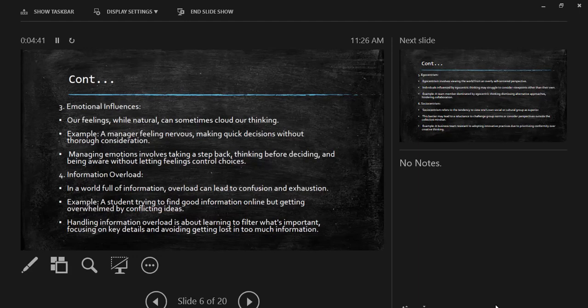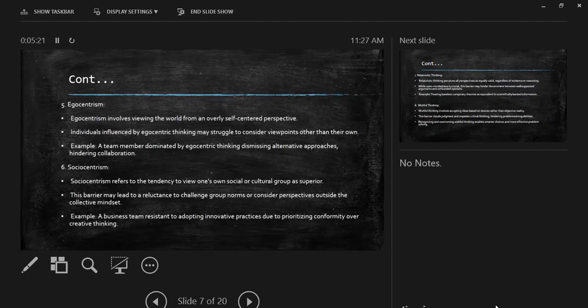The fourth barrier is information overload. In a world full of information, overload can lead to confusion and exhaustion. A student trying to find good information online but getting overwhelmed by conflicting ideas. For example, while we were doing this presentation, we encountered different sites that gave us what we wanted, but we focused on what we want. So we select what we want, focusing on it and not getting lost in so much information.